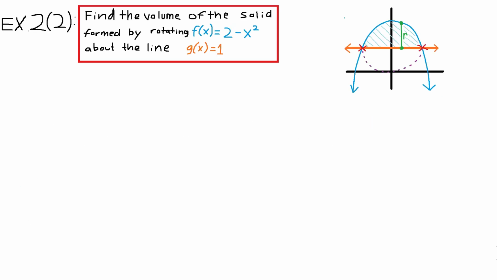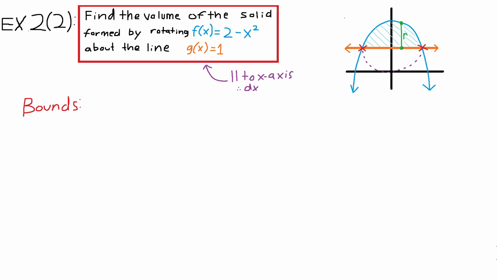Now let's just do one more problem. This problem is similar to the first one we did, but instead of rotating the function around the x-axis, we're rotating it around a line that's parallel to the x-axis. So let's find the volume of a solid formed by rotating f of x equals 2 minus x squared about the line g of x equals 1. And again, let's immediately note, g of x equals 1 is parallel to the x-axis. Therefore, this entire problem is going to be with respect to x, lest we make another mistake like that last problem. First, we should find our bounds.